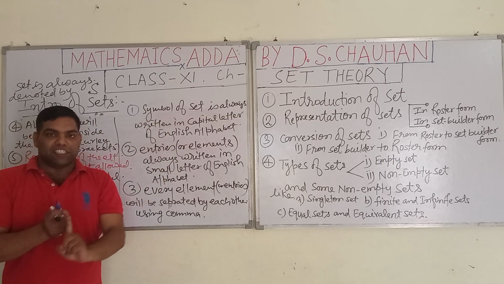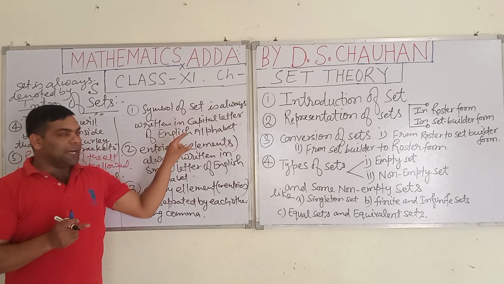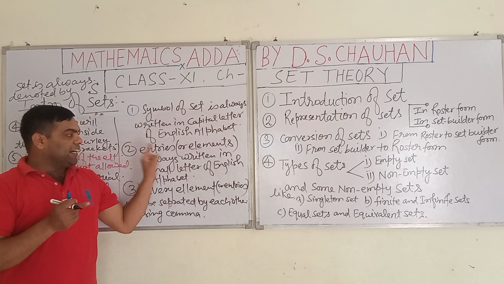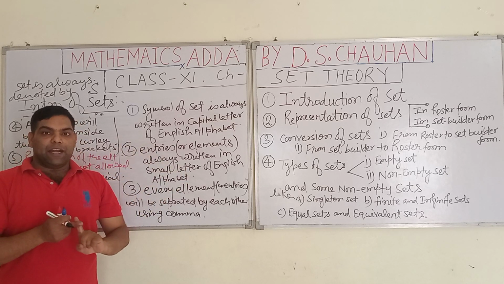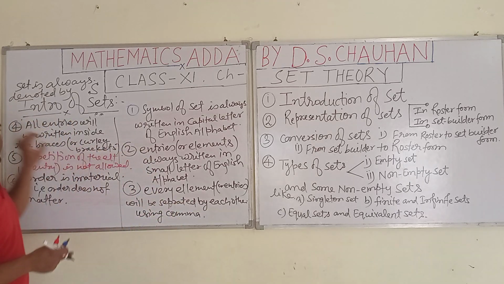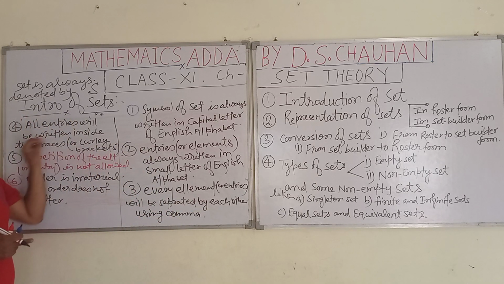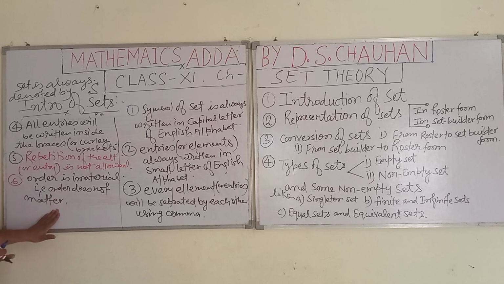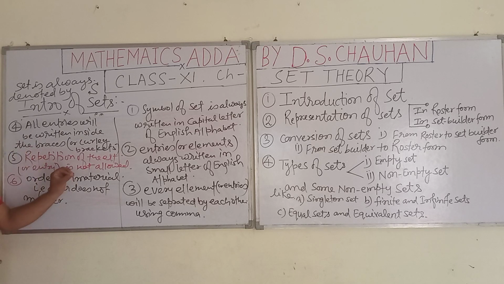Symbol of set is always written in capital letter. Entries or elements are written in small letter. Every element will be separated from the other by using comma. All entries will be written inside the braces or curly bracket. Repetition of the element is not allowed. Order is immaterial. Okay students, keeping these 6 points in mind, we have to write down a set.